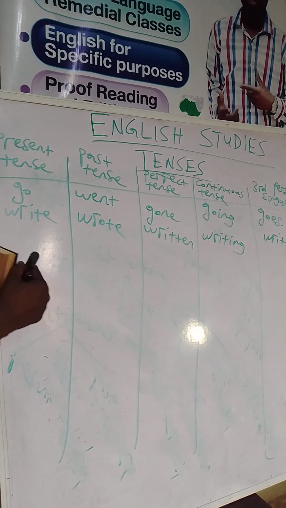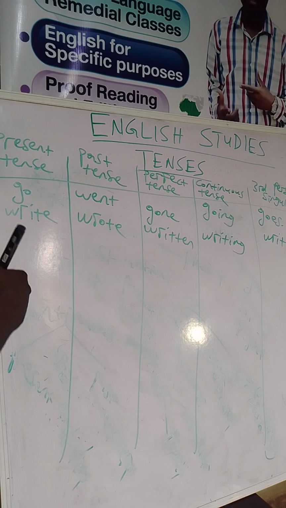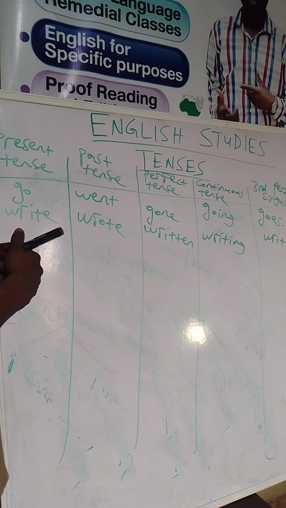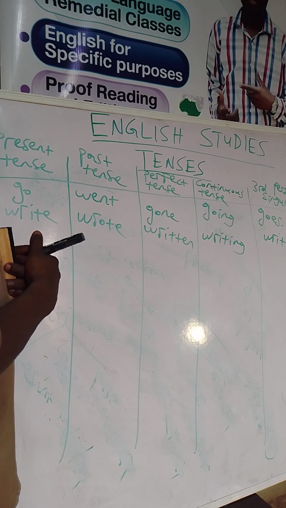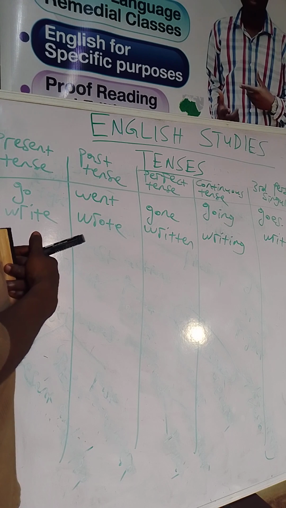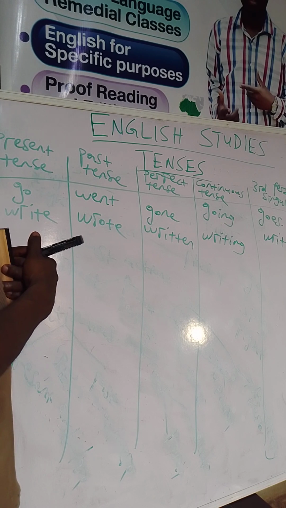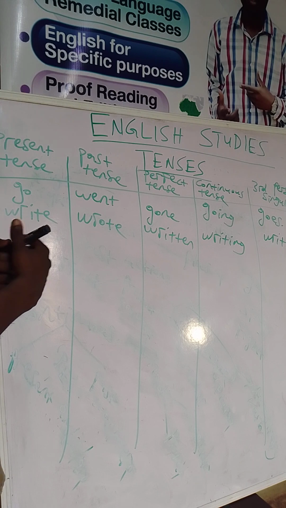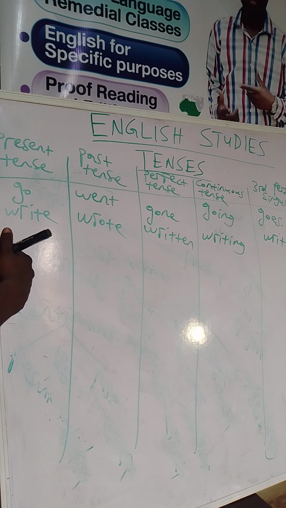We have 3 persons in English: first person, second person, and third person. And the third persons in English are pronoun he, she, it. So you use them with the third person singular verbs, which are the present singular verbs, which usually carry the S inflection. So you cannot say he go, you say he goes to market every day. You cannot say she write, you say she writes every day.